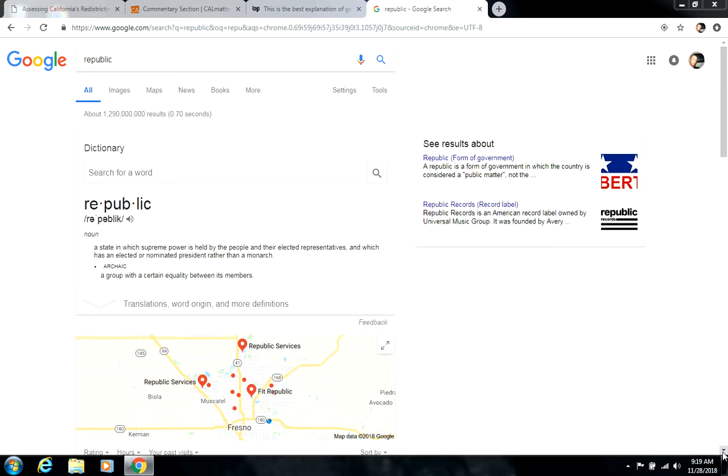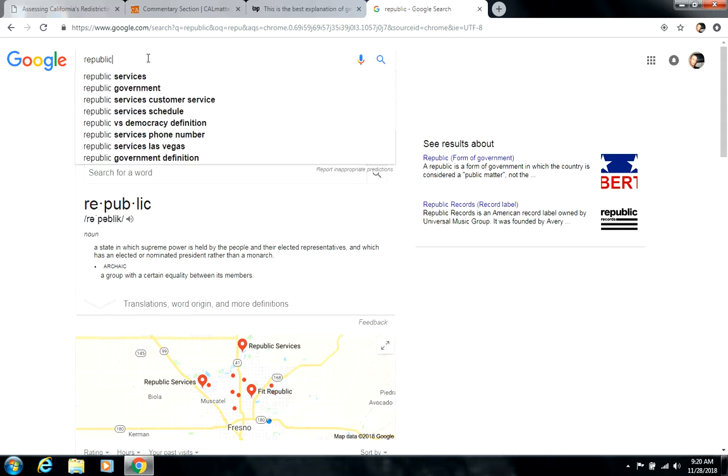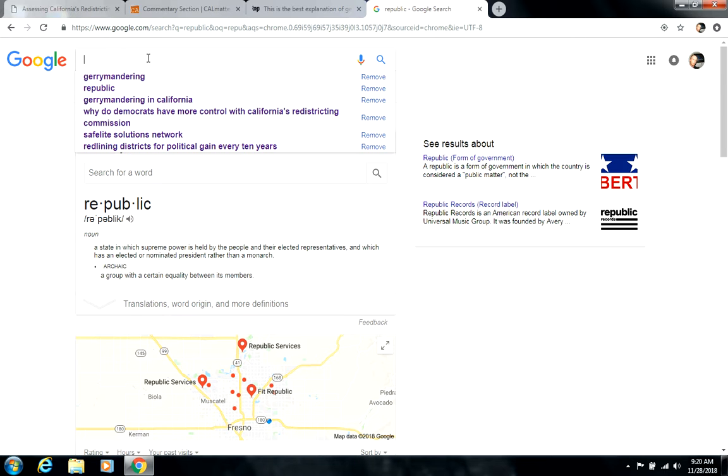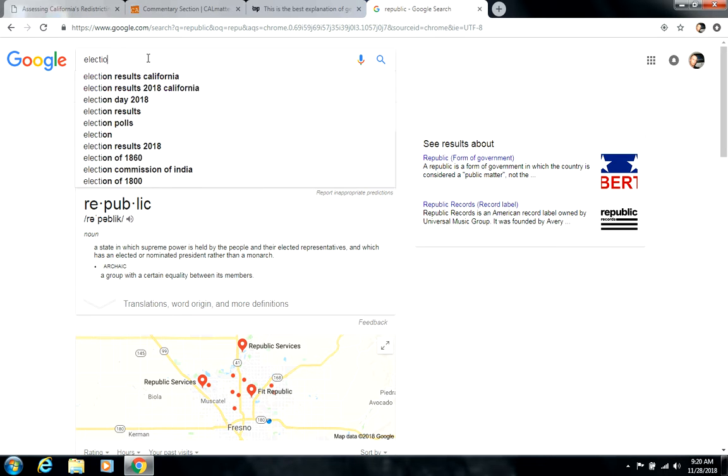A true republic is a state in which the supreme power is held by the people and their elected representatives, and has an elected or nominated president rather than a monarch. Now, what is an election? Let's go look at what an election is. So now we know what a republic is.